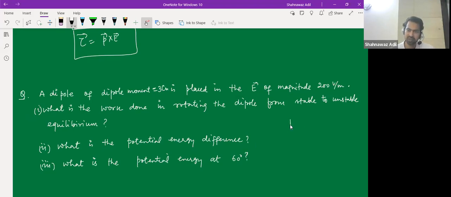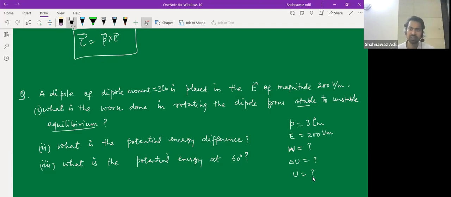So P is given, P is 3 coulomb meter, and the magnitude of the electric field is also given, 200 volt per meter. You have to find the work done in rotating the dipole from stable to unstable equilibrium. In the second question, we have to figure out delta U, and in the third question we have to find the potential energy. Sir, stable means 0 degree.